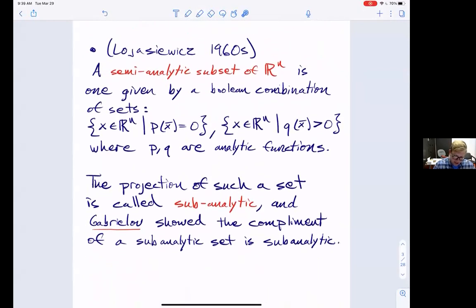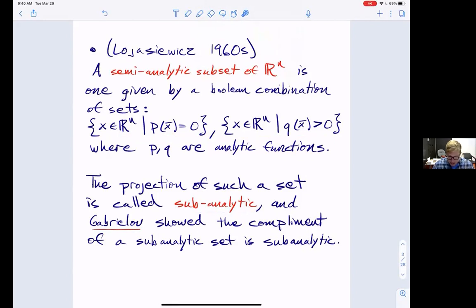Well, there were results generalizing Tarski's approach, classically studied in the 60s. A semi-analytic subset of R^n is one that's given by a Boolean combination of sets of the following form: equalities of analytic functions in multiple variables and inequalities of analytic functions in multiple variables. Now, the projection of such a set turns out to not necessarily be semi-analytic. There are semi-analytic sets so that when you take their projection, you don't get a semi-analytic set. But the projection of such a set is called sub-analytic.